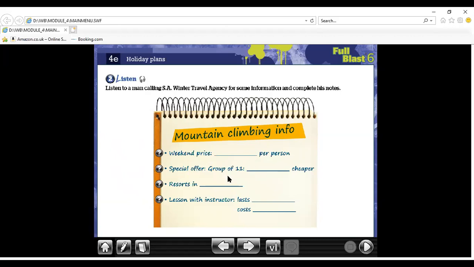If you are 11 persons, will they make a discount or not? He asked about the resorts. Yes. He asked, are there any lessons with the instructors? Okay? Wonderful. Now, try to listen carefully, please.